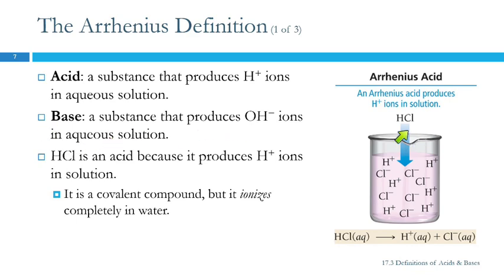So here we have an illustration of HCl, hydrochloric acid, being put into water. HCl is a molecular compound. It has a covalent bond, but it forms ions, it ionizes in water. And so it forms H plus ions and Cl minus ions. Forms H plus, therefore it's an acid. This definition does not work if you have a non-aqueous solution. So it's limited to aqueous, but that's mostly what we do in general chem.